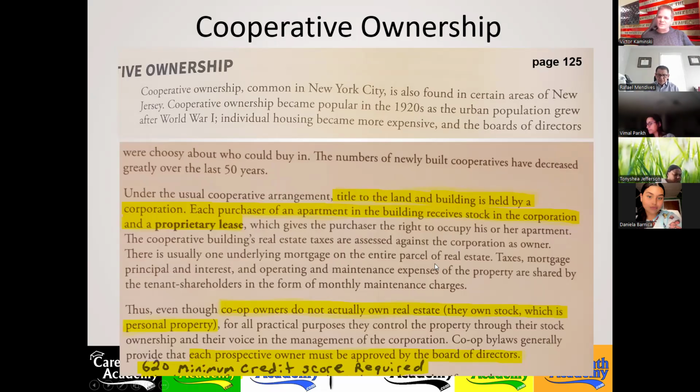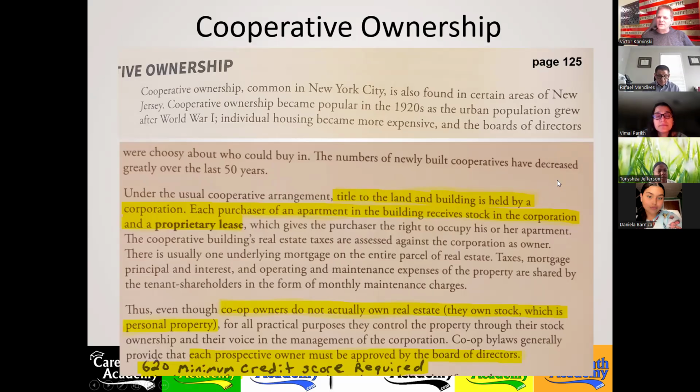Yeah, the taxes are paid by the corporation, but where do they get the money from? Your monthly maintenance fees. So in cooperatives, the monthly maintenance fees tend to be higher than they are in condominiums. Because if you own a condo, you also get a separate tax bill as well as your monthly maintenance charge. The monthly maintenance charge is really just for keeping the common areas in shape, the landscaping, the snow removal, things of that nature, right?